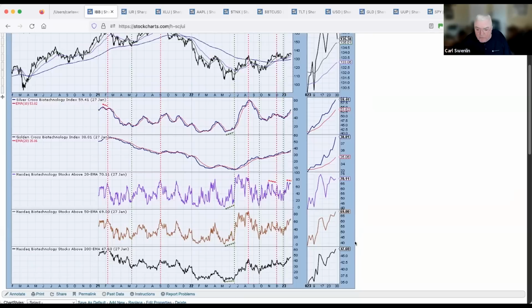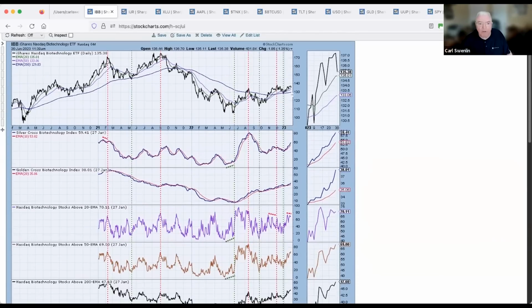Let me get something out of the way here. Okay, here we have the 50. Above the 50 is 69%, but only let's say 48% above the 200. That would give us maybe another 10 to 12 points higher on the Golden Cross Index. So right now it's looking bullish.